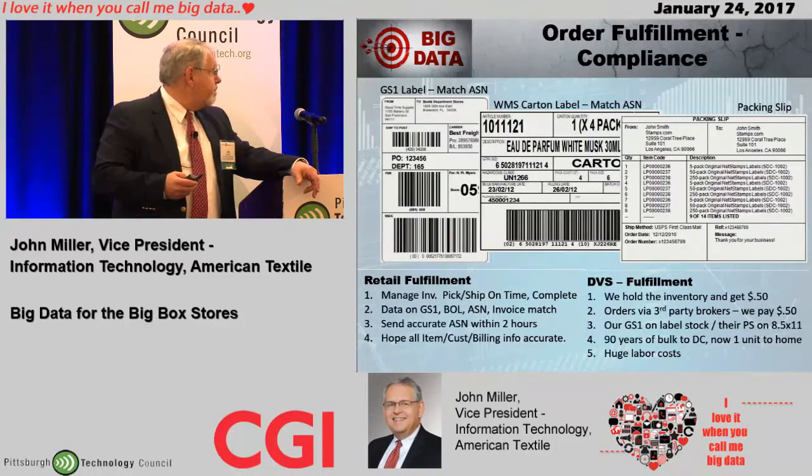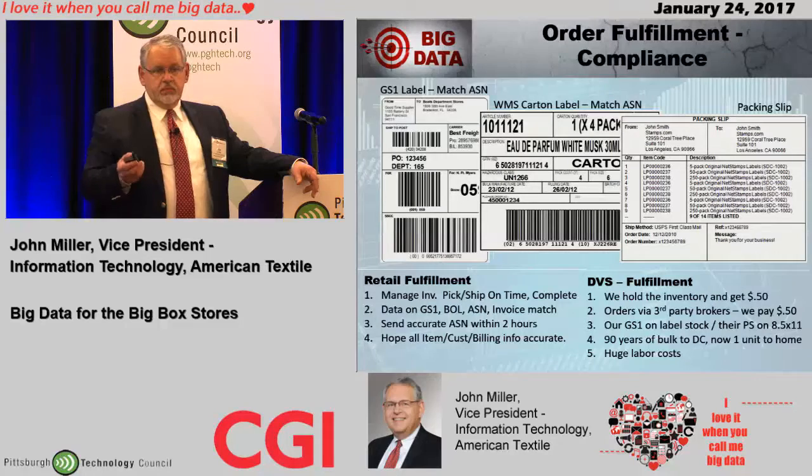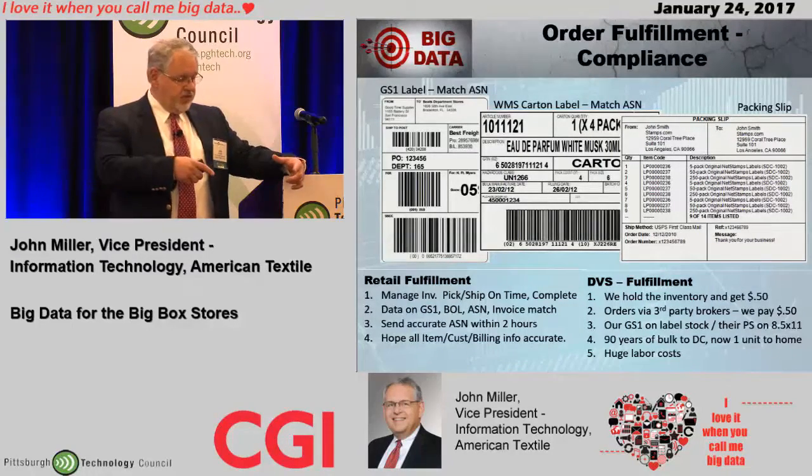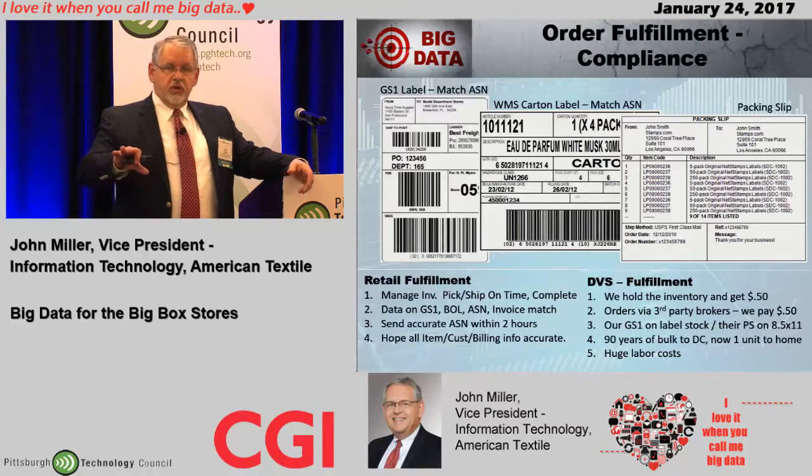The packing slip comes from them. They send it to us. The packing slip is printed on an 8.5 by 11 sheet of paper. The GS1 label is on label stock. Comes out of two different systems, two different times, in two different orders, on two different printers.